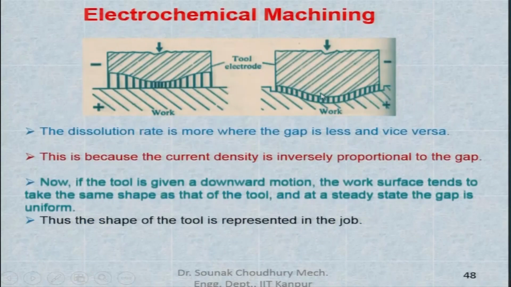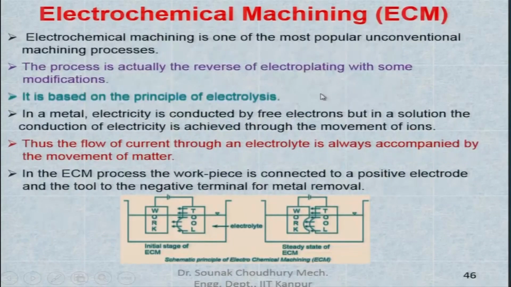So, let us identify this. For example, here we will say that the work is the ferrous material, and the work is the anode. This tool is the cathode, of some material. We will come to that because the tool material is immaterial. Actually, what we want is to remove the material from the anode, from the workpiece.